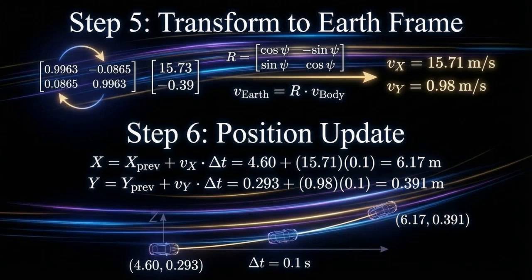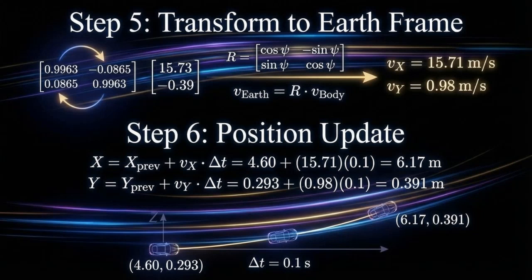Next, we perform the earth frame projection by rotating and translating the vehicle position, using the rotation matrix form from the yaw angle psi equal to 0.0866 radians. The body frame velocities are transformed into earth frame components. After rotation, the global x direction velocity, capital VX, becomes 15.71 meters per second, and the global y direction velocity, capital VY, becomes 0.98 meters per second.